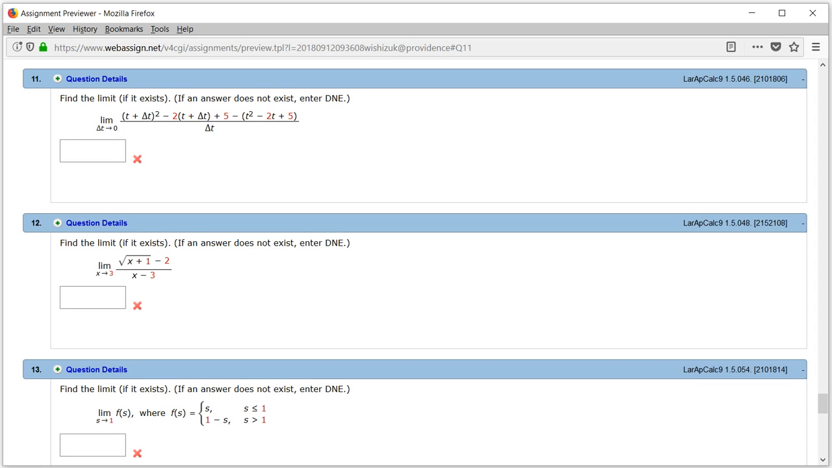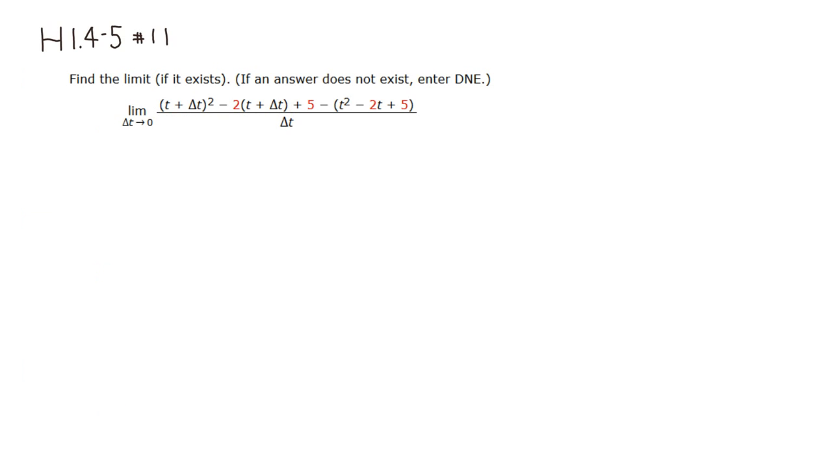Alright, let's look at the homework 1.4, 1.5, problem number 11. Alright, so let's evaluate this limit. So the first thing we would do is multiply out and simplify it as much as possible, and then we're going to take care of the limit later.